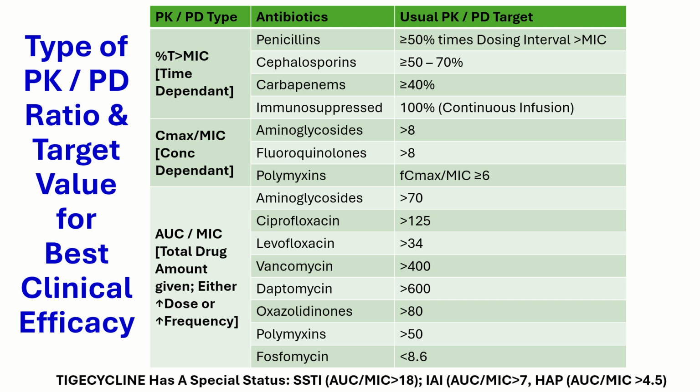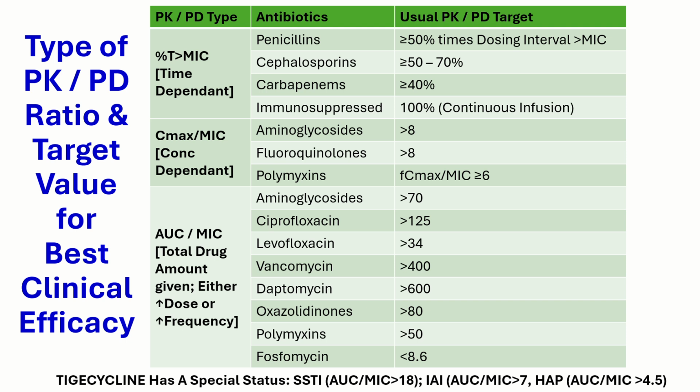Same thing goes for those antibiotics which have concentration-dependent kinetics, for example aminoglycosides. In that case, the maximum concentration reached in the blood to MIC ratio should be at least 8 and above. Same goes for fluoroquinolones and for polymyxins. However, there are conditions and situations. These are the usual conditions when the MIC has increased.